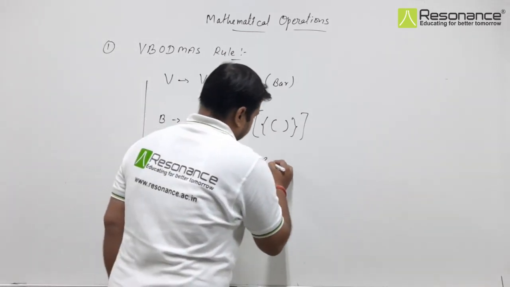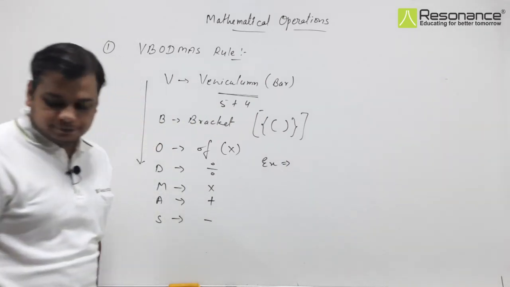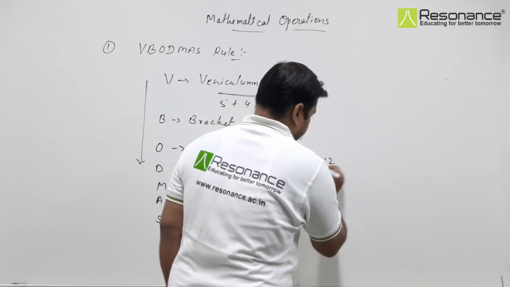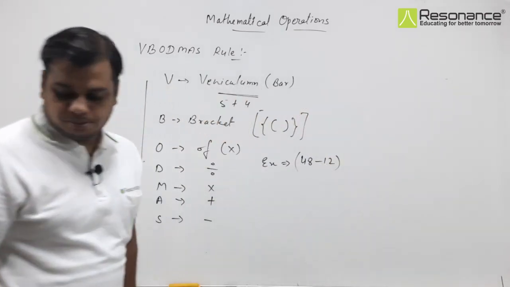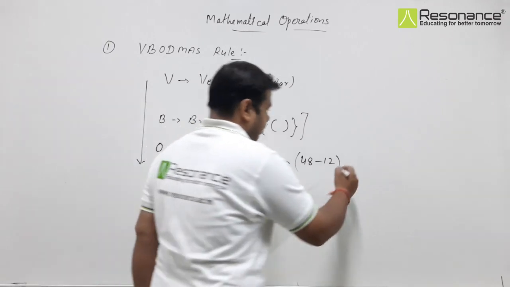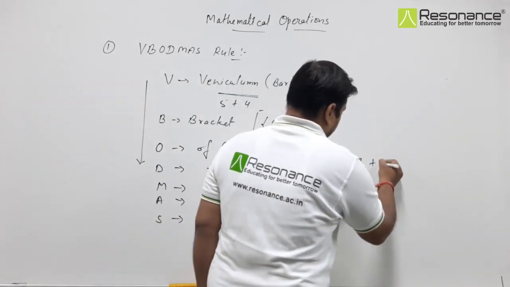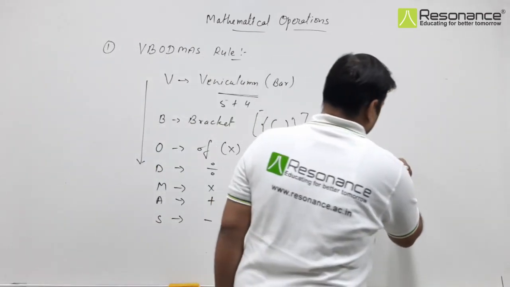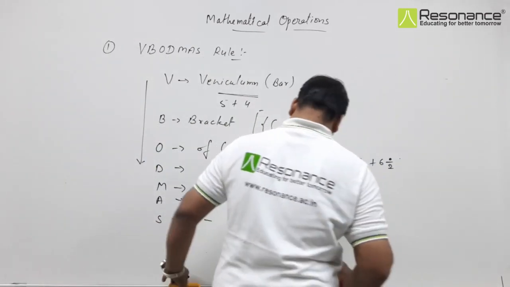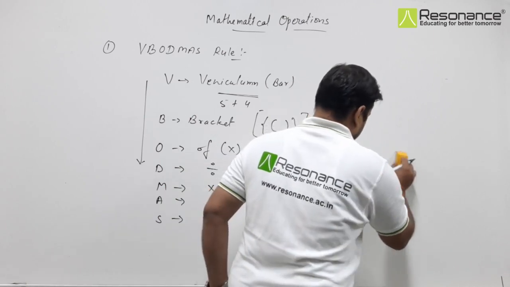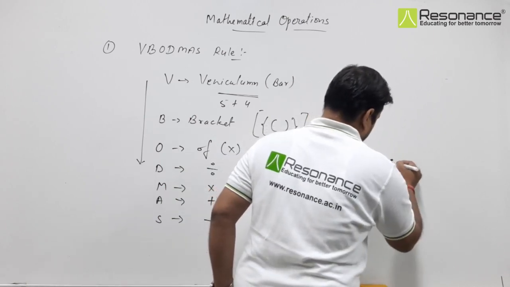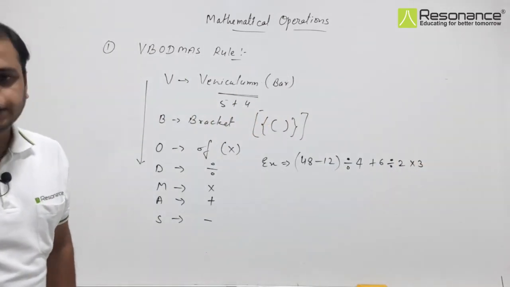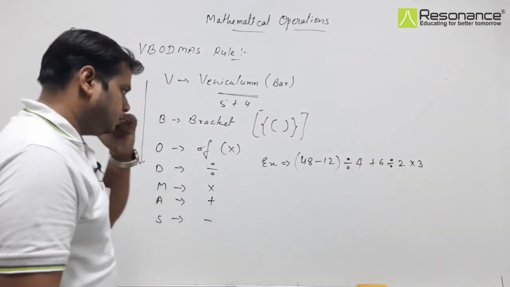Just for an example, we can have 48 minus 12 in the bracket, divided by 4, plus 6 divided by 2 multiplied by 3. This is the equation we have. Now we have to solve this equation.